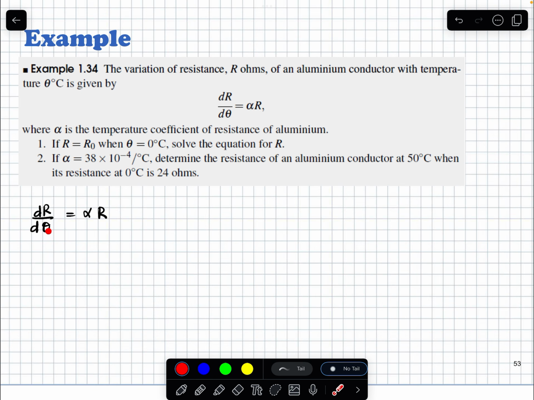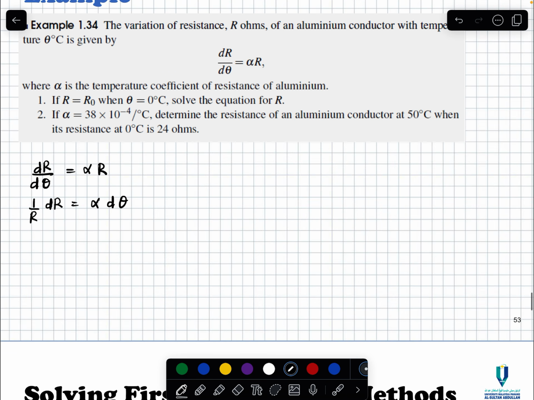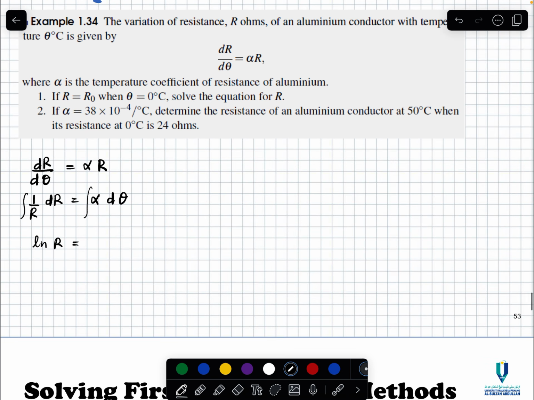So this is first order. The technique that we want to apply is separation of variables, because we can bring R to one side and theta to the other side. So let's make it 1 over R dR, and on the right we have alpha d theta. Alpha is just a constant. Then put the integration on both sides. So the integral of 1 over R is ln R. Alpha is a constant. The integration of a constant with respect to theta is alpha theta plus C.